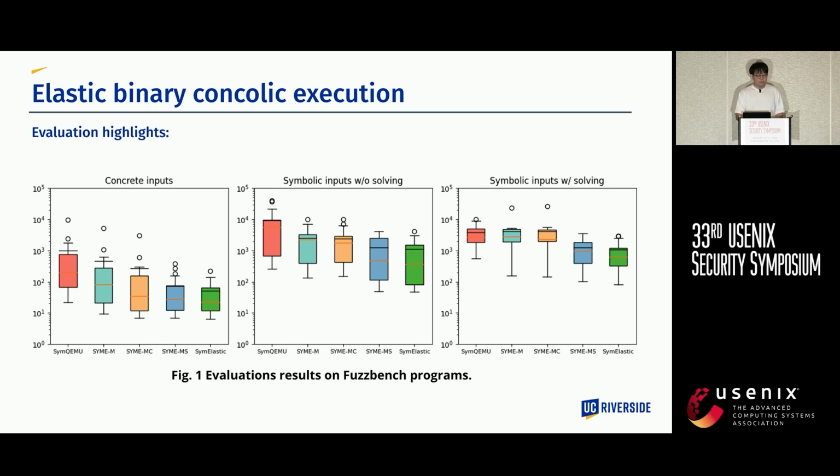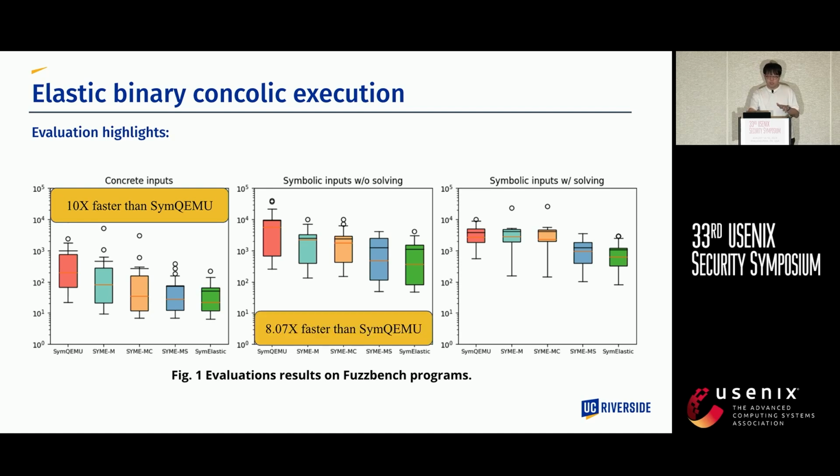So, some evaluation highlights. We compared with SymQEMU on the FastBench programs. We show that when all the inputs are concrete, we can achieve as much as a 10 times speedup over SymQEMU. And when the inputs are symbolic, but with solving disabled, we can still have an 8 times speedup. And even when solving is enabled, which is the dominant overhead, we can still achieve a 5 times speedup.